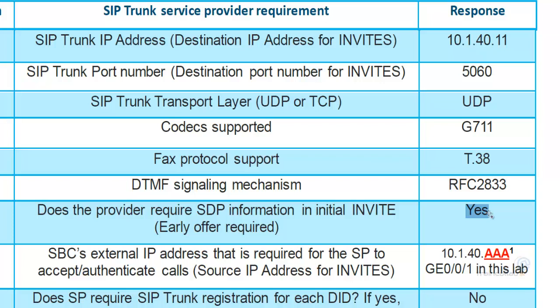Okay. The next thing we are going to talk about is the IP address of my CUBE interface, the external interface of the CUBE from which the provider should receive the INVITE, the source address from which the INVITEs would be sent to the provider. So here, as we already discussed, it's gig 0/0/1 and the IP address is 10.1.40.x that we'll be seeing.